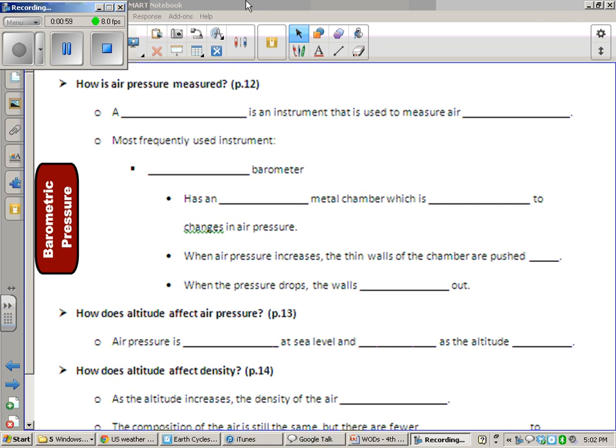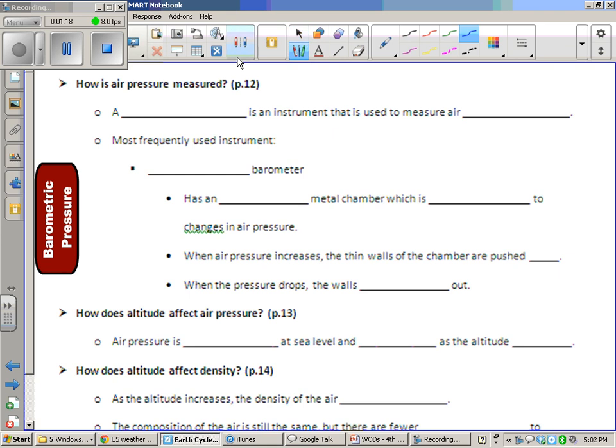Okay, so you should have your red weather book turned to page 12, your guided notes out, on the page where it says how is air pressure measured. And that's on page 5 of your guided note packet. So how is that air pressure measured? Air pressure is measured with an instrument that's called a barometer.